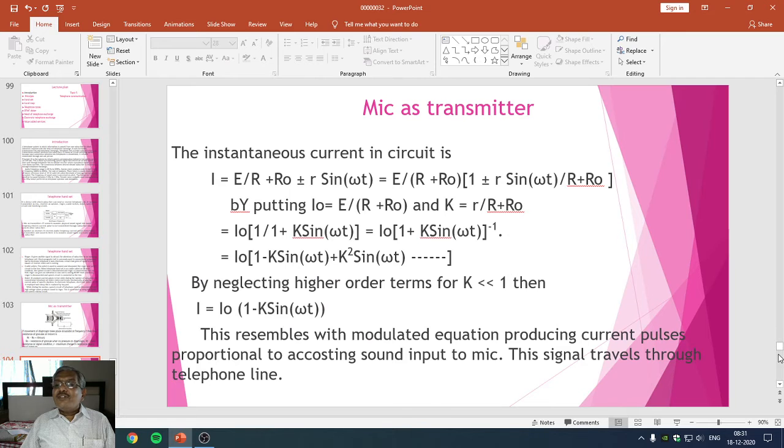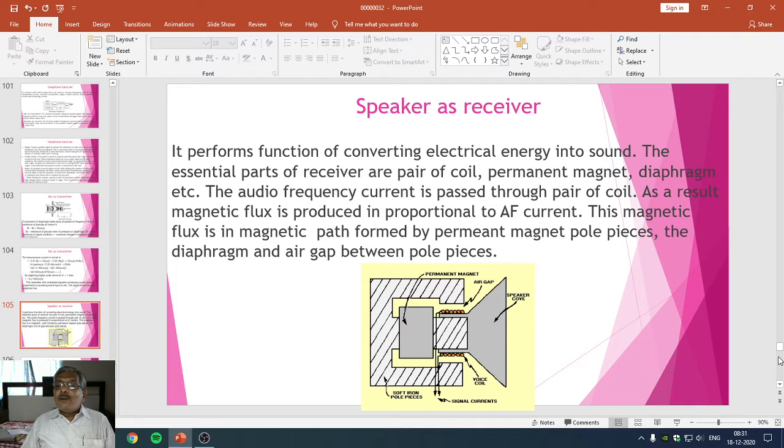As in yesterday's lecture, we studied the mic, how it acts as a transducer to convert acoustic sound into current pulses to send to the telephone link.